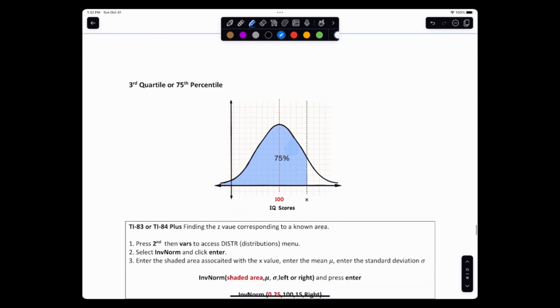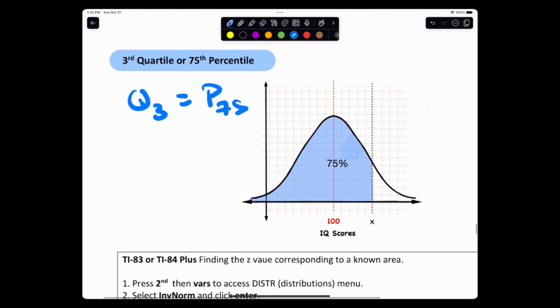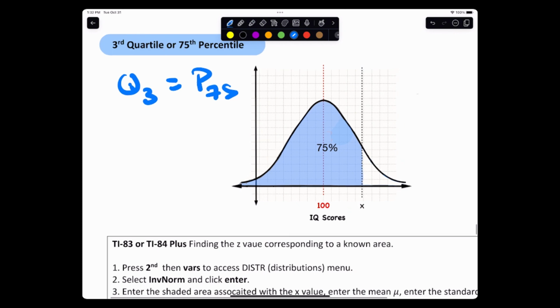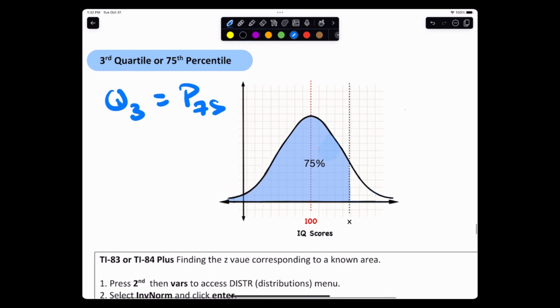And now, the final question before. Do you guys happen to know what the third quartile is by definition? Q3 equals P what? P75. Third quartile. And this is the picture of the third quartile. Now, I want to point out something to you guys that's important here.